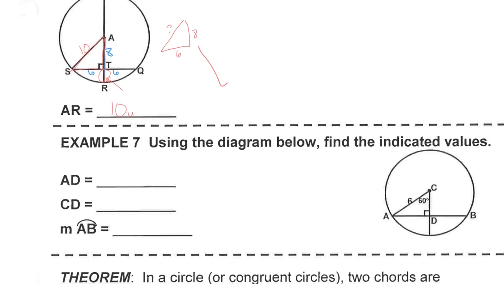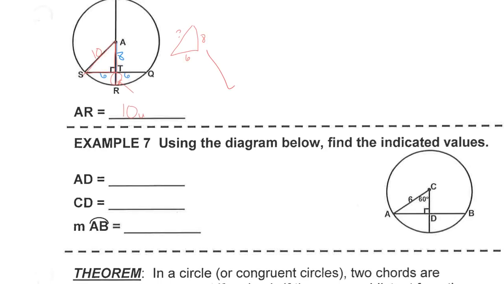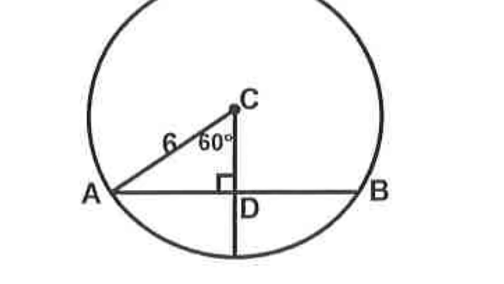Using the diagram below, find the indicated values. This one's got a special right triangle in it. It's a 30, 60, 90. So that means this is our x, this is our x square roots of 3, and this is our 2x. So if 2x is 6, then this side's 3. This side's 3 square roots of 3.